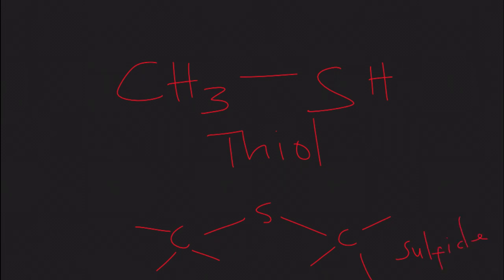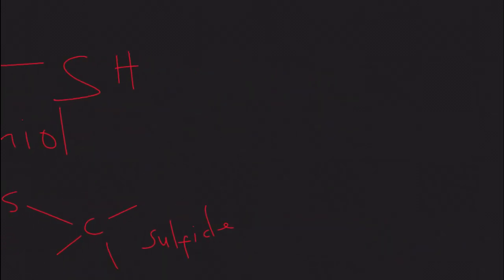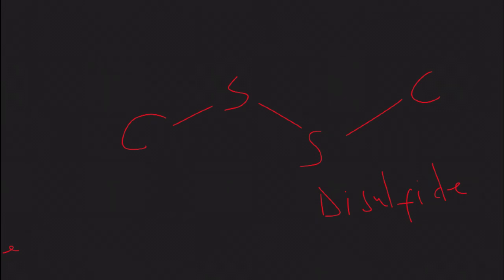Now, just to pose the question, when you hear disulfide, what comes to mind? Di means what? Two. So in this scenario, we have two carbons linked together by two sulfur atoms. So we have carbon bonded to a sulfur, which is also bonded to another sulfur, and then carbon on the other side. And this is what we call a disulfide group.